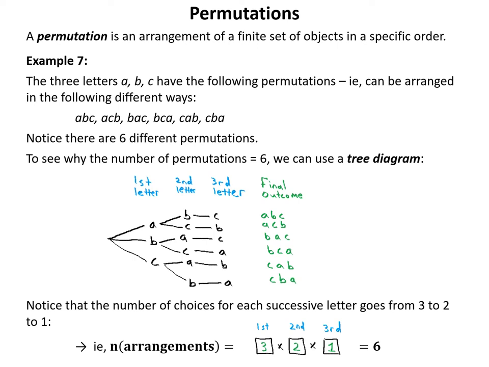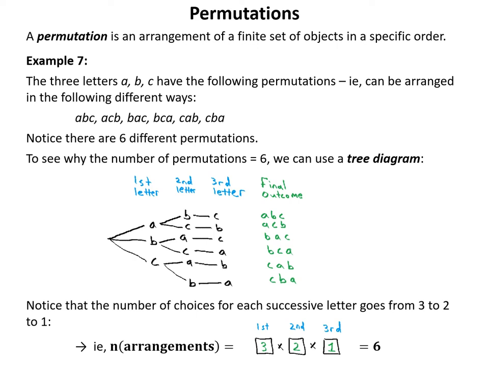Now, to see why mathematically the number of permutations equals six, we can use what's called a tree diagram. And the diagram you see on the slide here is a tree diagram. It starts on the left, from a single point, and you see that the branches radiate out from that single point. We have three stages in this tree diagram. The first stage is the selection of the first letter, so we have A, B, and C. And then from each of those, A, B, and C, they become a starting point for the next stage, which continues. So the tree continues to the right. And that's why we call it a tree. If you turn your head to the right, you can sort of see this as a sideways tree.